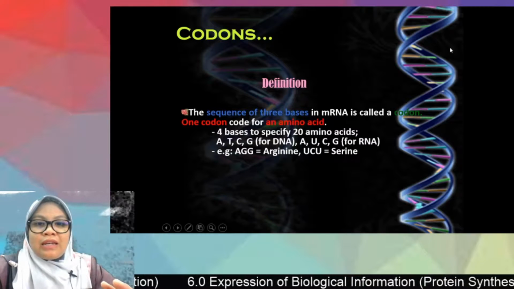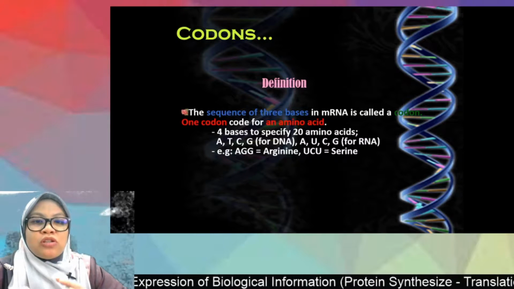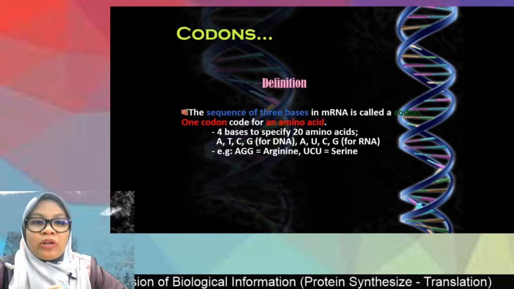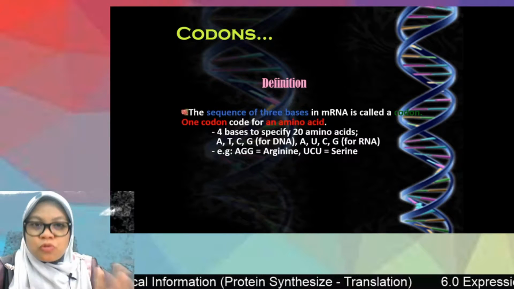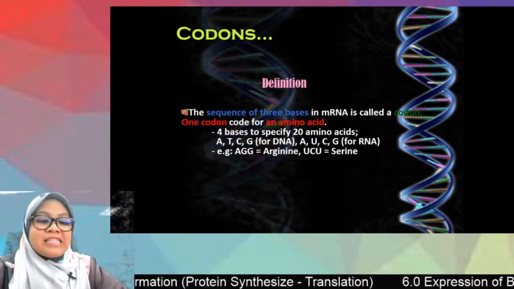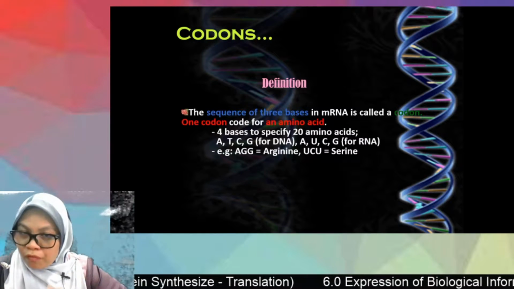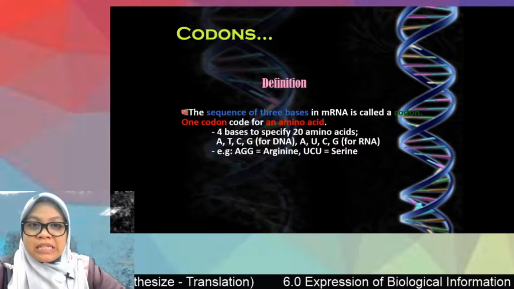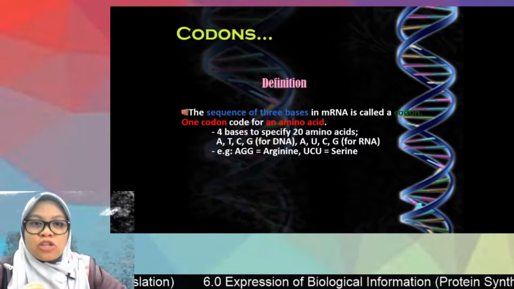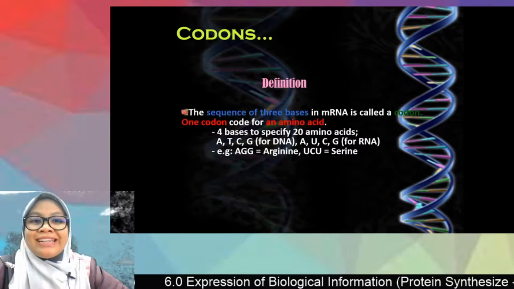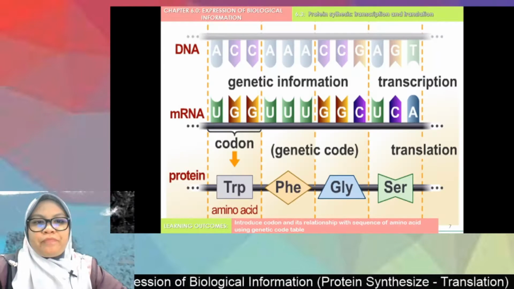So the total number of amino acids is 20. For these 20 amino acids, the codon is about the arrangement of 4 bases. As you know, the bases in DNA are adenine, thymine, cytosine, and guanine. And then the 4 bases in mRNA are adenine, uracil, cytosine, and guanine. So these bases will arrange in a triplet base. We call it a codon.